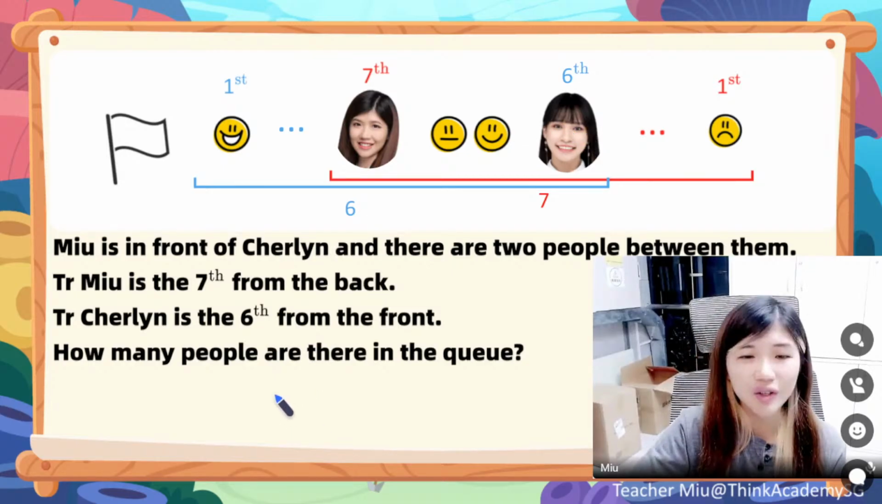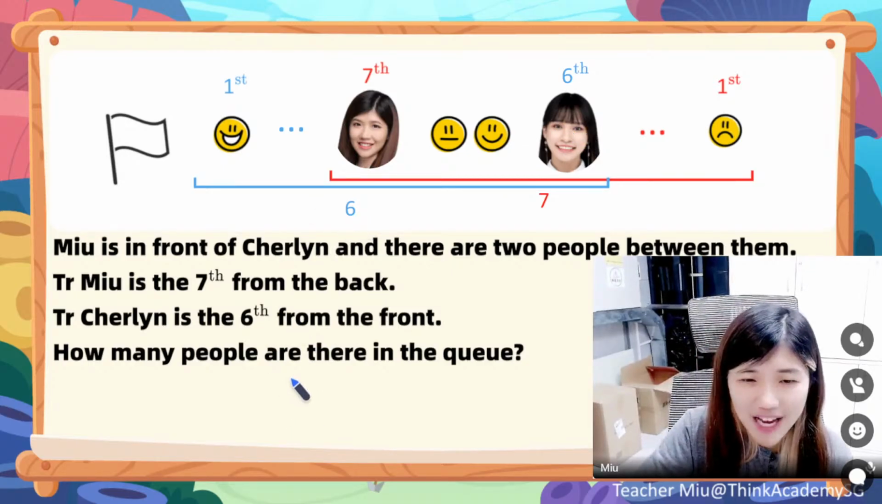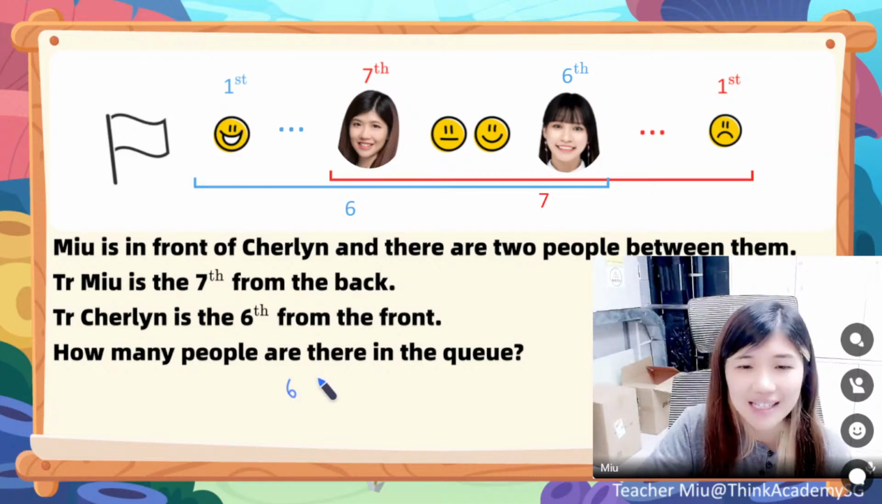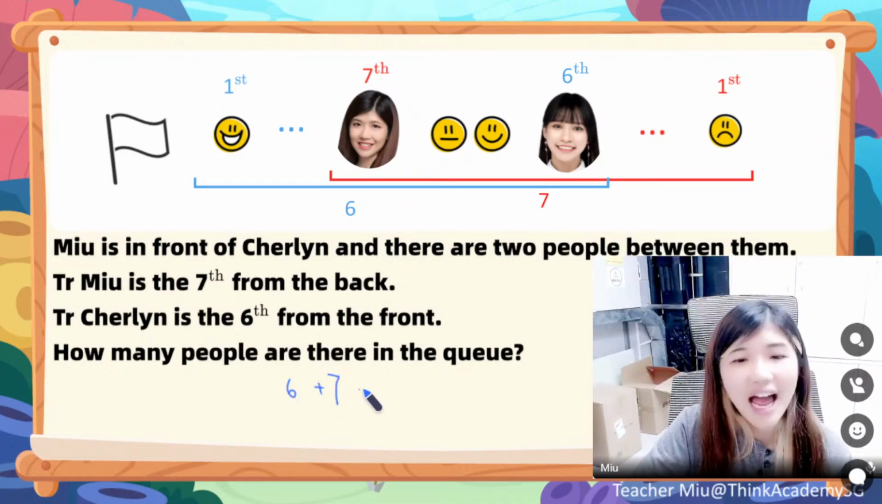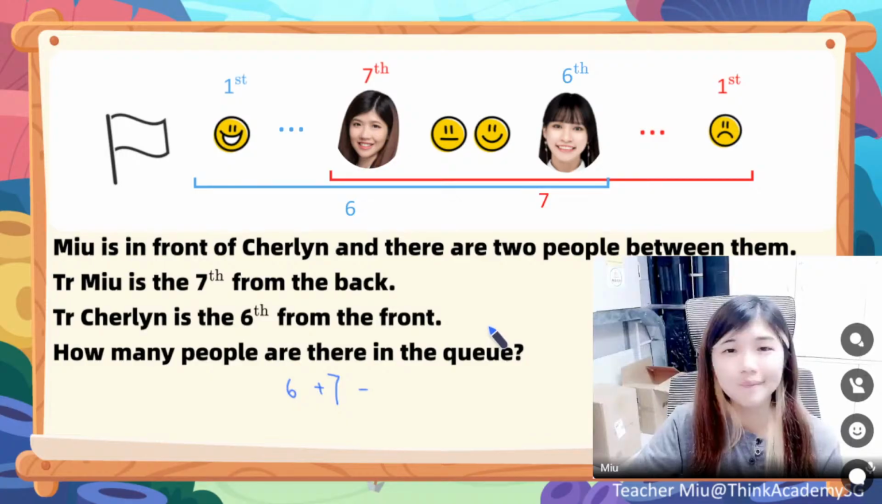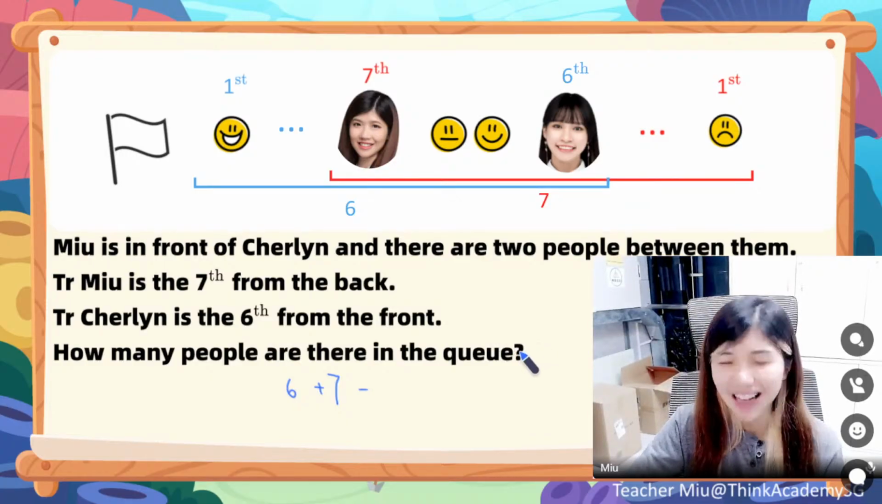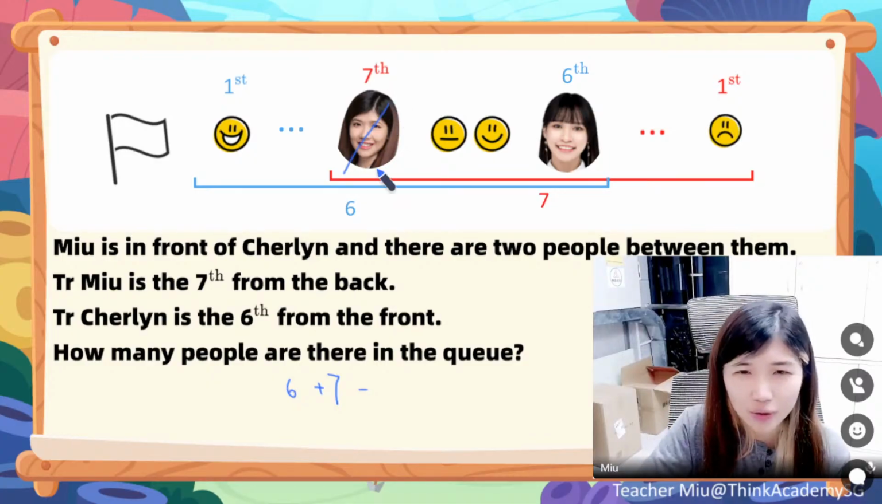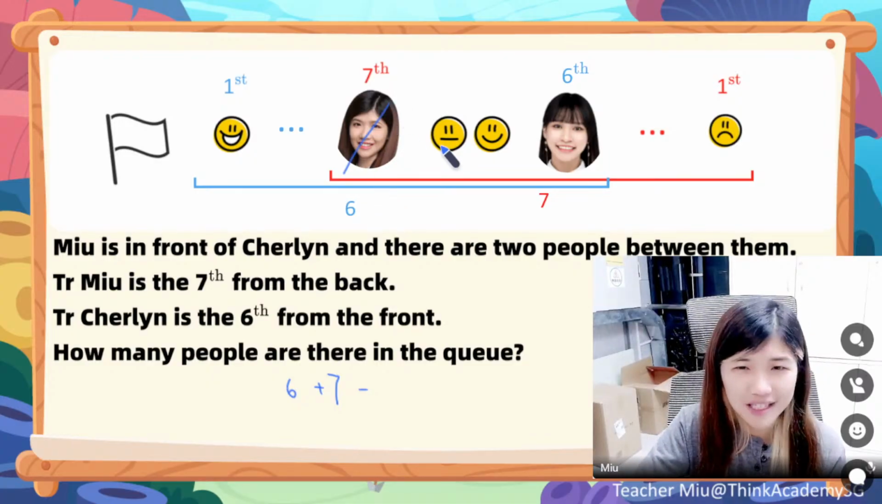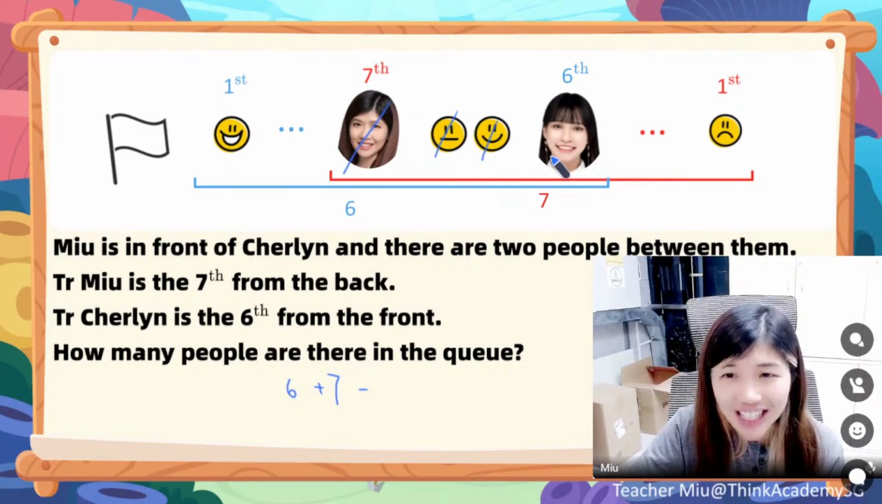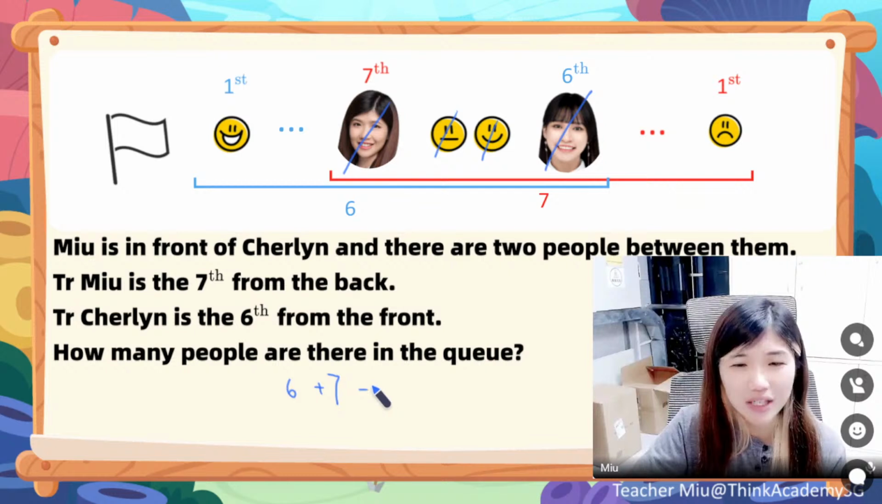So that's we add the first bench 6 plus the second bench 7 and take out the overlap. Where are those overlap? Which is Mew on 2 benches, the 2 people on 2 benches, and Charlene also on the 2 benches. So we need to take out 4. That's how we go to 13 minus 4. That will give you 9.